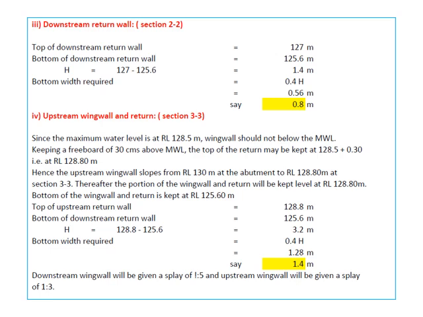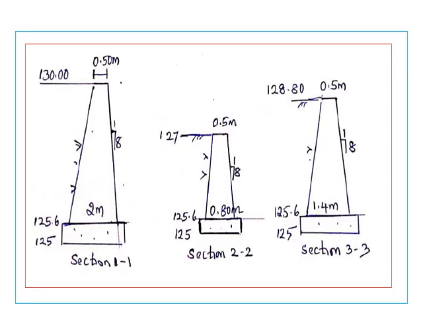The downstream wing wall is given a slope of 1:5, whereas the upstream wing wall is given a slope of 1:2. These are the sections that you have already provided. That is 130, so this is section 1, where 2 meters is the bottom width. Similarly for section 2, the bottom width is 0.8 meters, and for section 3, it is 1.4 meters. So the same sections, with water side batter 1:8. The earth side batters are automatically fixed after you draw this.